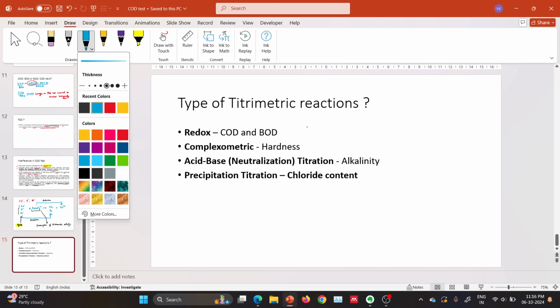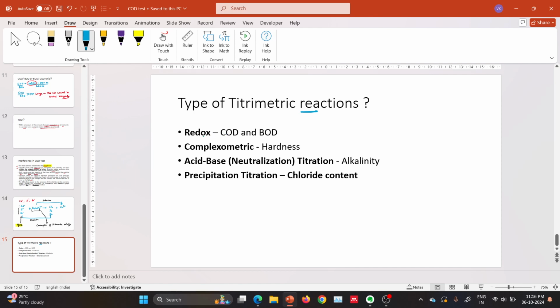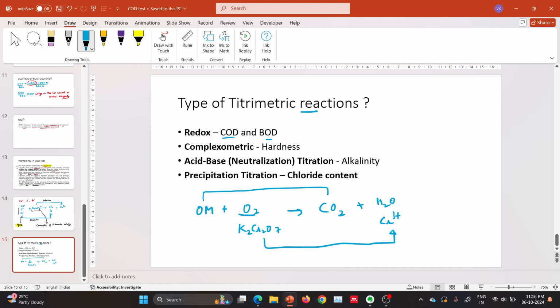In titrimetric reactions, we have four categories. In COD and BOD, the organic matter is oxidized by either oxygen or dichromate. Organic matter may be oxidized to CO2 or some other product, and here the oxidant is reduced to either H2O or chromium 3+. So this is oxidation, this is reduction, so this is a redox reaction. So COD and BOD are redox reactions.